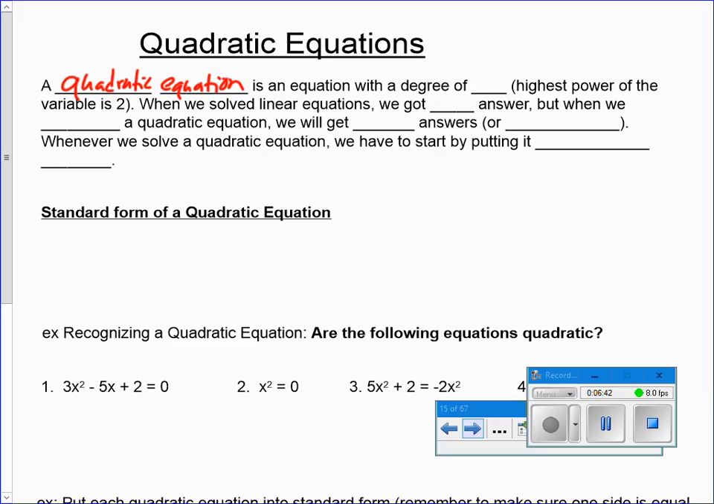A quadratic equation is an equation with degree of 2. Again, we talked about degree on the first day. Its highest power of the variable is 2, so x squared type of terms. What's different now is when we solve linear equations, first degree, we got one answer. When we solve a quadratic equation, we're going to get 2 answers. These answers are sometimes referred to as solutions. That means the same thing.